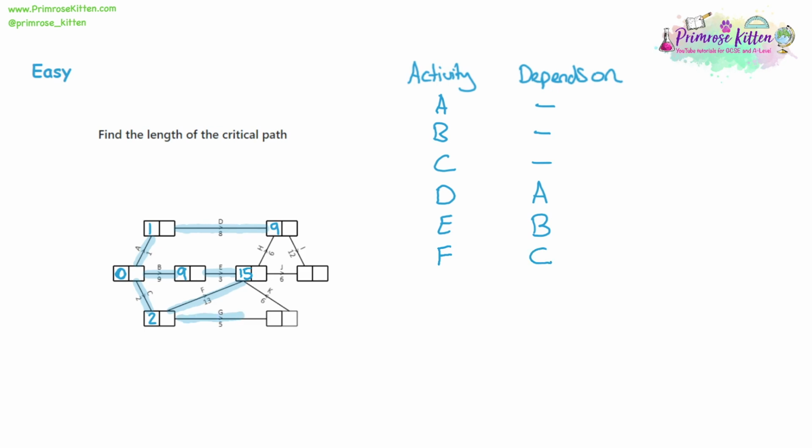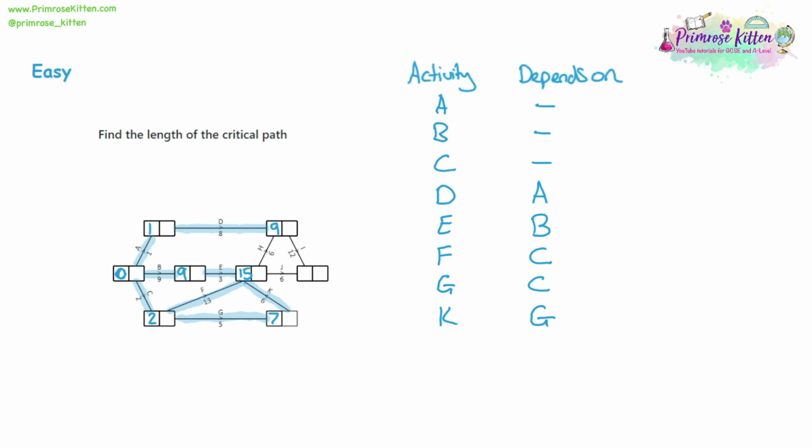We look at G. G adds on 5. So 2 plus 5 is 7. G depends on C. Then we can look at K. Now K adds on 6. So 7 plus 6 is 13, so we're 15 safe. And K depended on the one before it, which was G.